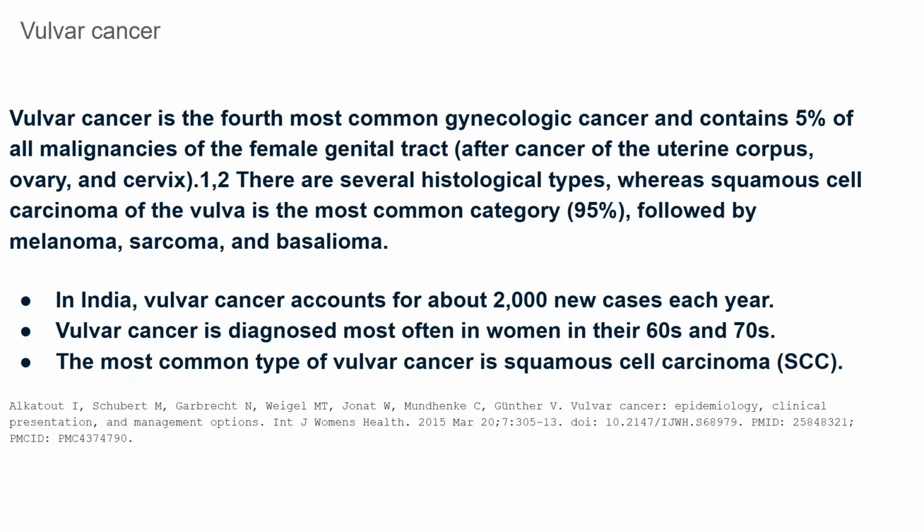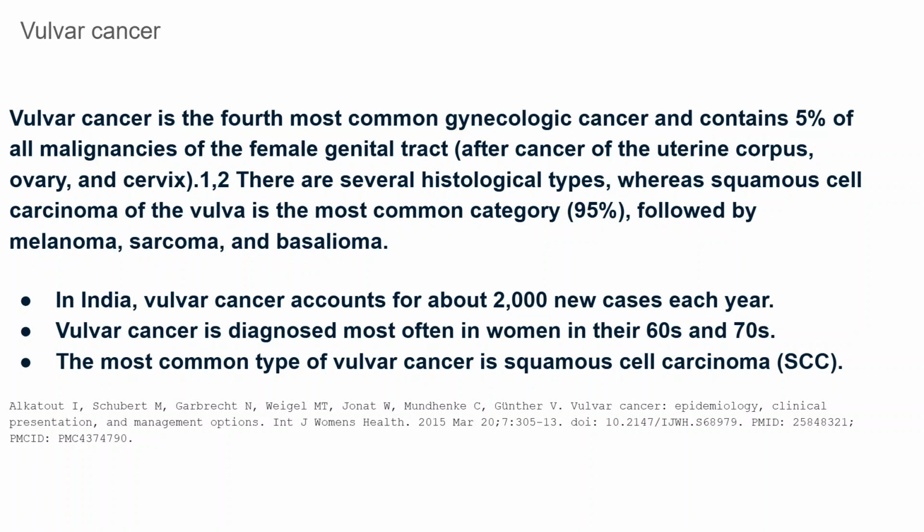Vulvar cancers are comparatively less common, and among the histological types, squamous cell carcinoma of the vulva is the most common, about 95%. Others which can occur occasionally are melanoma, sarcoma or basalioma.